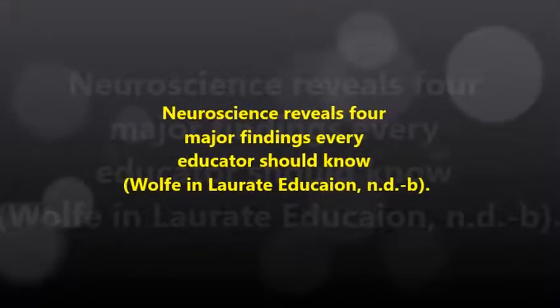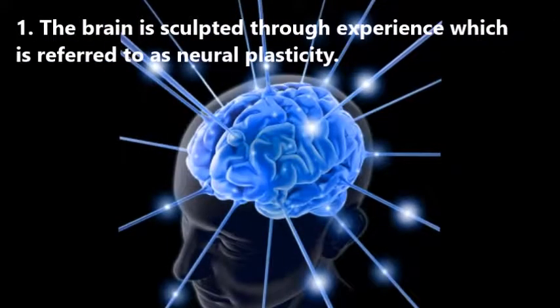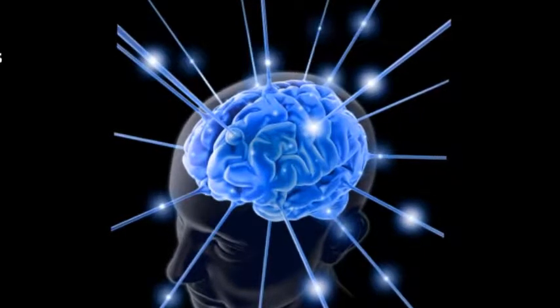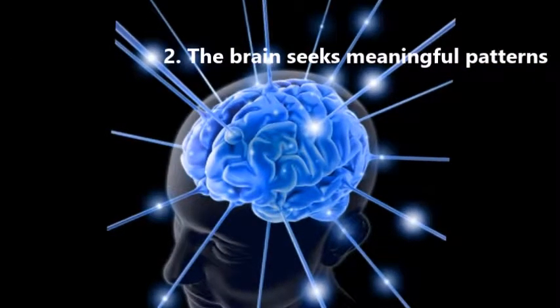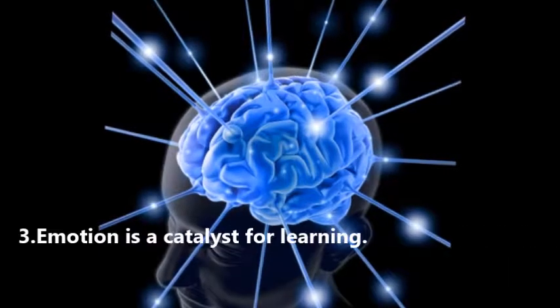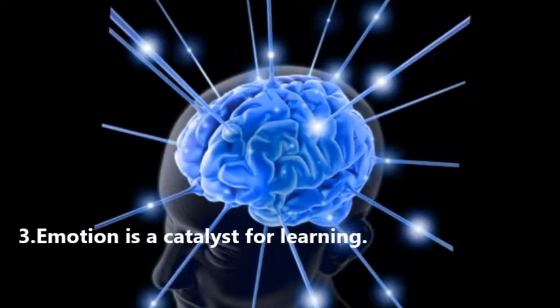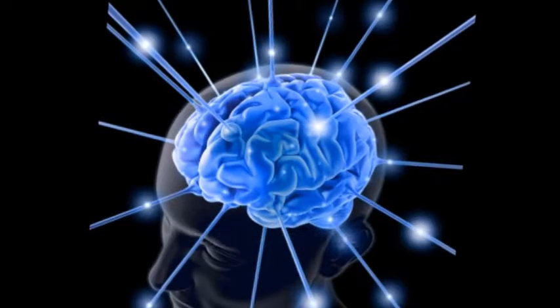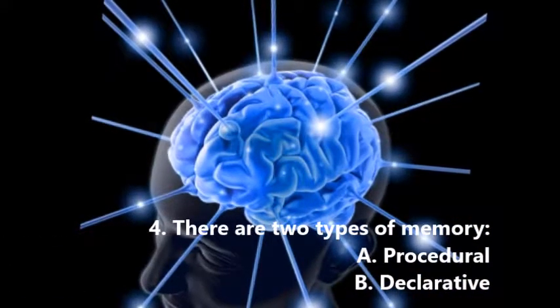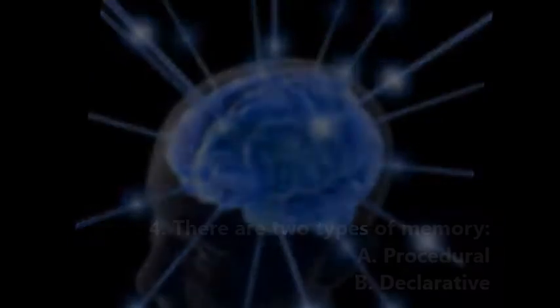Neuroscience reveals four major findings every educator should know. Neuroscientists have found that the brain is sculpted through experiences, called neural plasticity. Second, the brain seeks meaningful patterns to hook new information to. Third, emotion is definitely a catalyst for learning, whether positive or negative. And fourth, there are two types of memory: procedural memory and declarative memory.